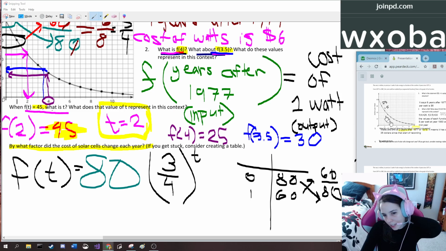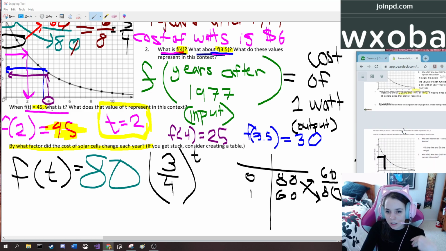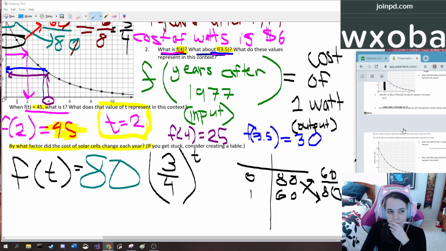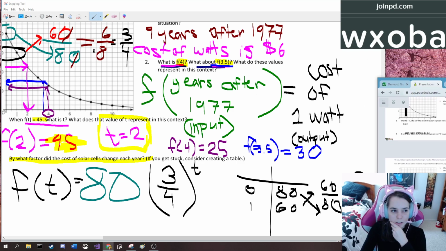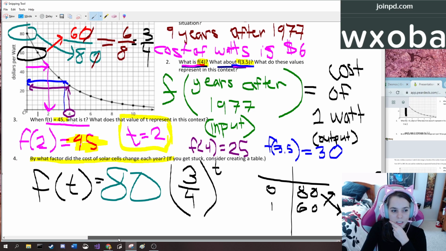So I see the student has 15 and 20. I'm not really sure where they got the 15 and 20 from, because this point here is by the 60. So the numbers that we should have divided was 60 and 80 to find.